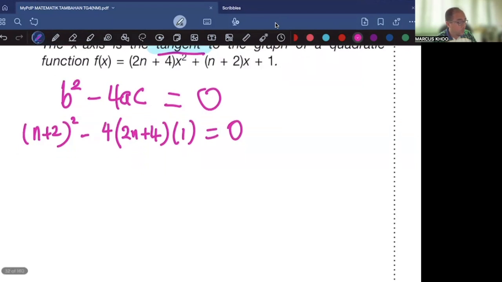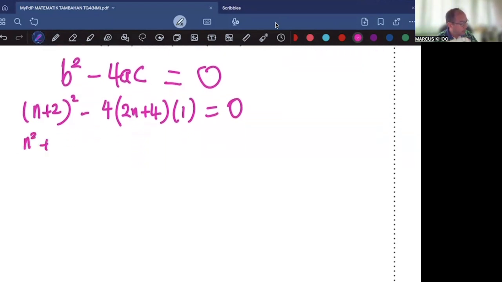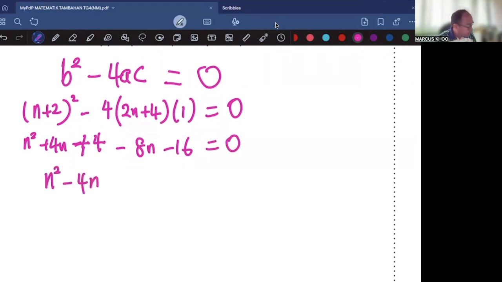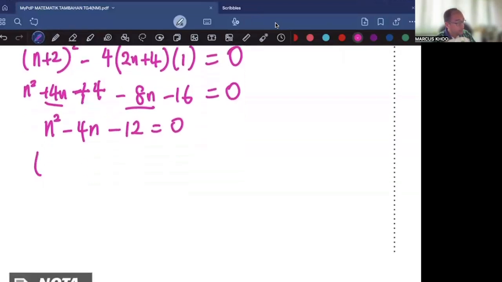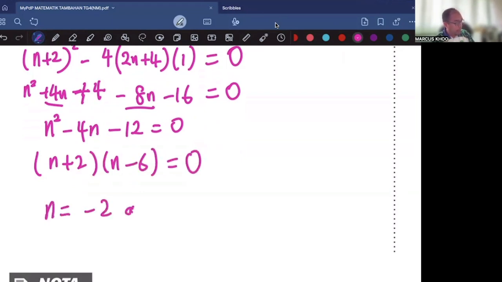Then of course here is where you need to solve. So n squared plus 4n plus 4, minus 8n minus 16 equals to 0. You do this, you get n squared minus 4n, because 4n minus 8n will be minus 4n, minus 12 equals to 0. This is an easy factorization. n plus 2, n minus 6 equals to 0. So the values of n are -2 and n equals to 6.